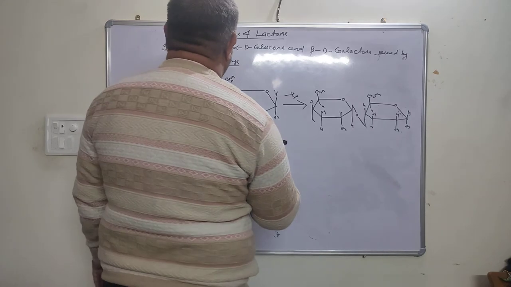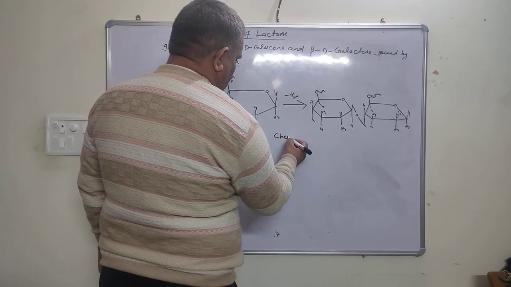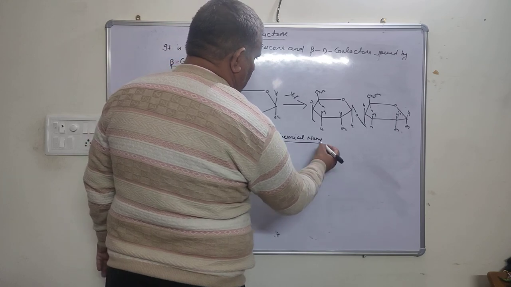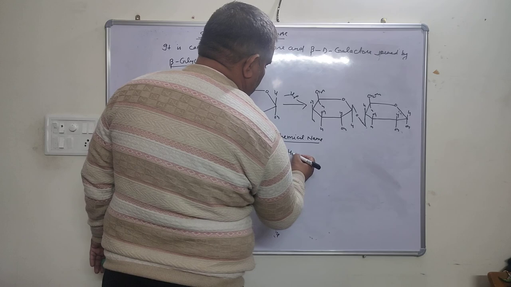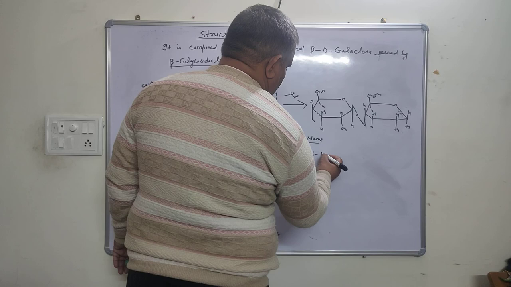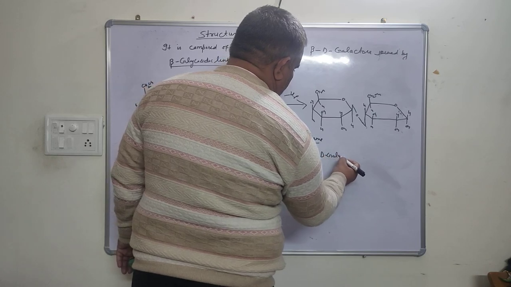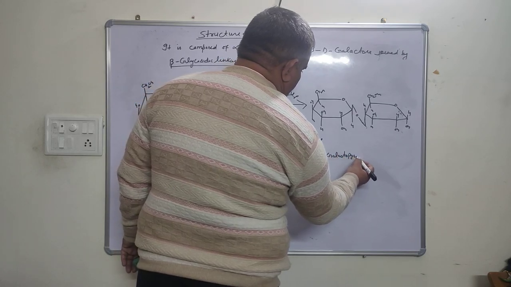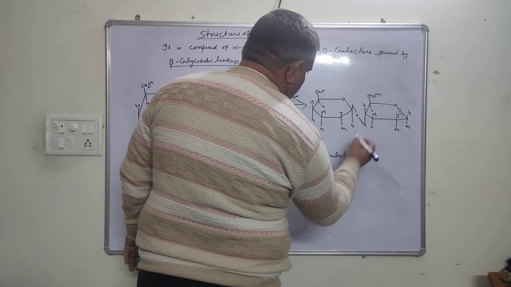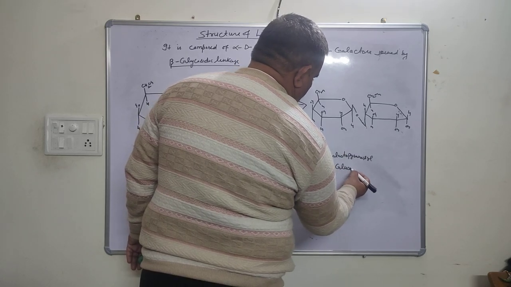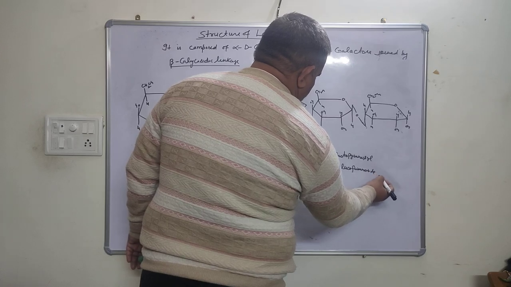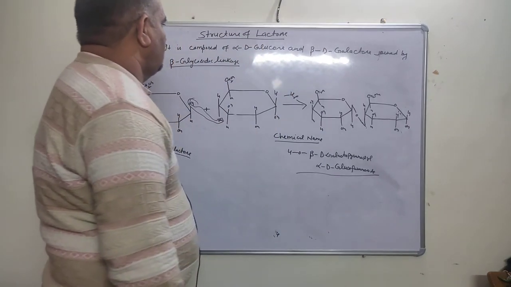And the chemical name of lactose: at the fourth position, 4-oxygen, this is beta D galactopyranosyl, this is alpha D glucopyranoside. This is the chemical name of lactose.